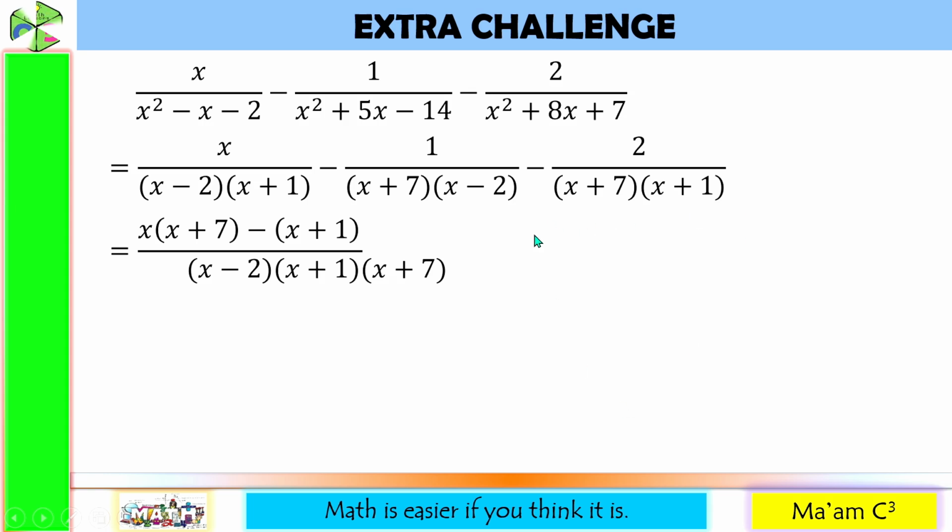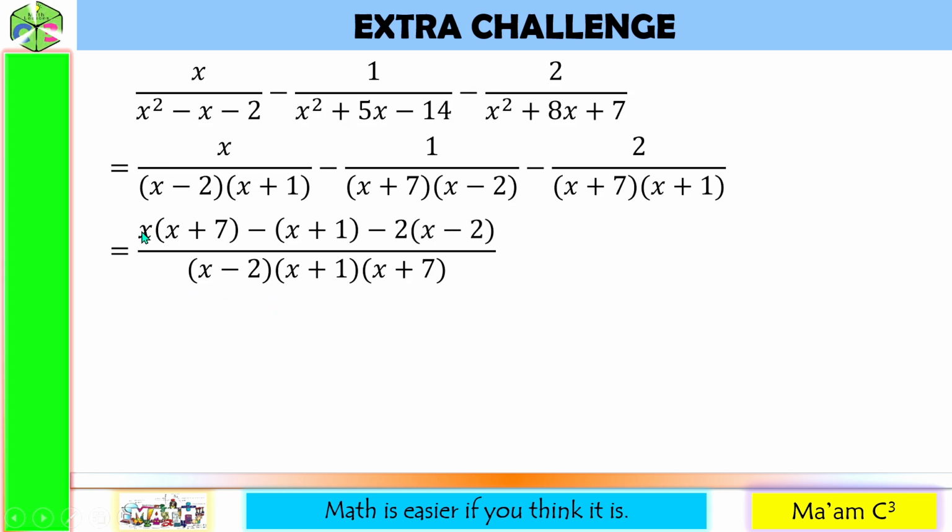For the third term, let's copy first the sign here, which is negative. The LCD divided by the third denominator. What are the common factors? We have x plus 7 and x plus 1. So we are left with x minus 2. Multiplied with 2 will give us 2 times quantity x minus 2.